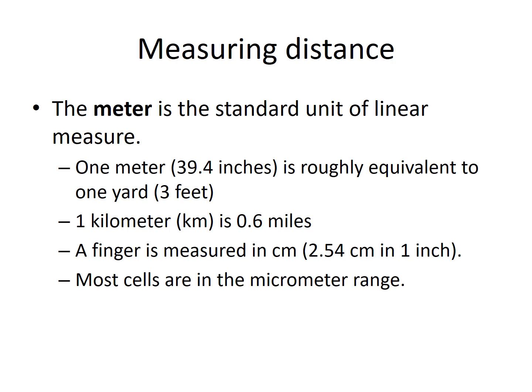The meter is the standard unit of linear measure in the metric system. A meter is about equivalent to a yard. There are 100 centimeters in each meter, and if you were to measure something, for instance, the length of your finger, you would use the unit centimeters. Most cells are in the micrometer range. A micrometer is not visible to the unaided human eye. To see an object much smaller, an electron microscope must be used.